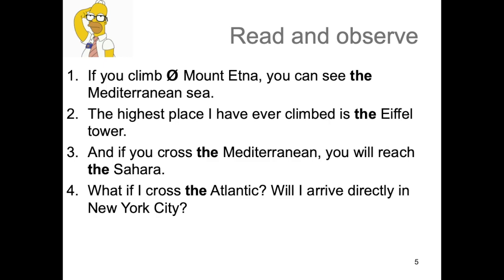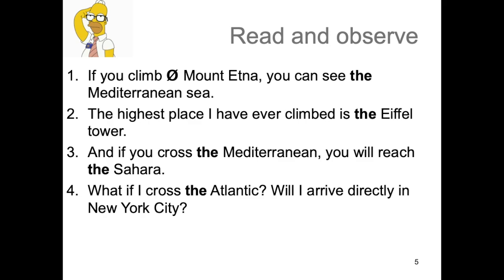Yet, look at the next sentences. If you cross the Mediterranean, you will reach the Sahara. What if I cross the Atlantic? Will I arrive directly in New York City? Here you seem to have the in front of a proper noun. Now, if you take a closer look, you may notice that one word has been omitted in each case. The word sea with the Mediterranean, the word desert with the Sahara, and the word ocean with the Atlantic. You imply it. This is called ellipsis, when you willingly omit a word.